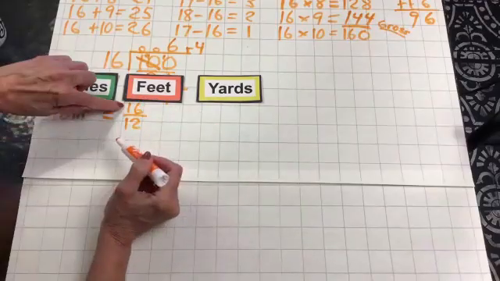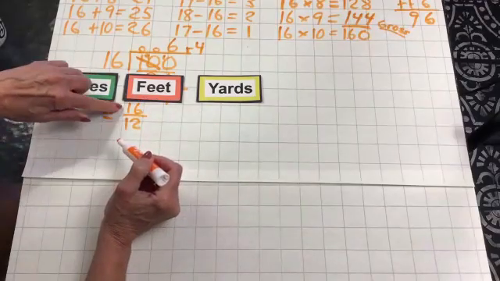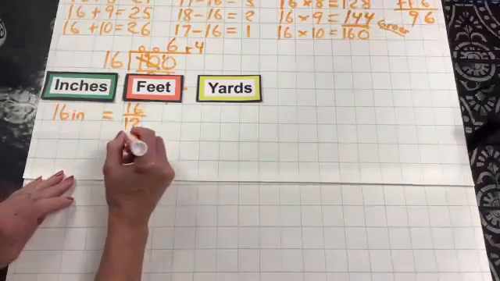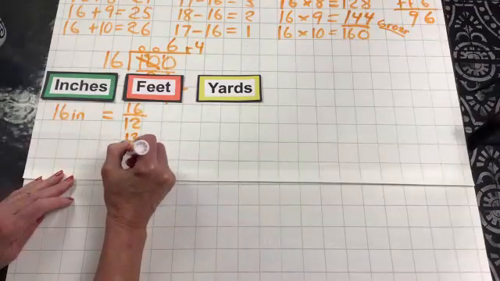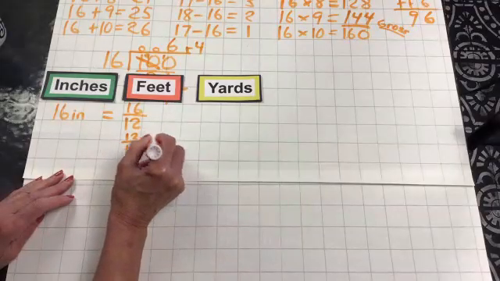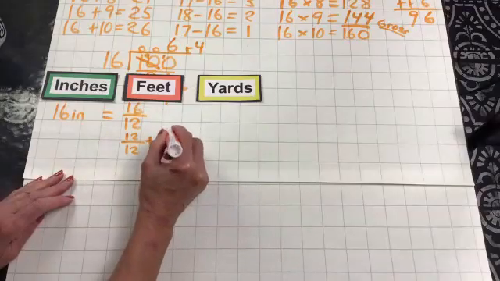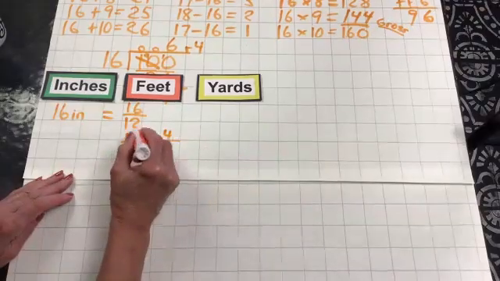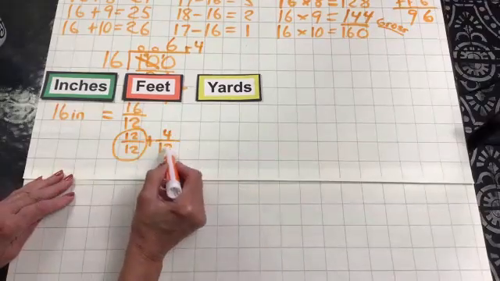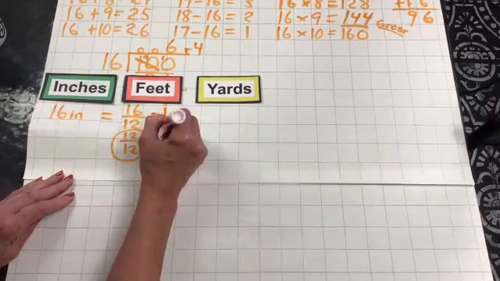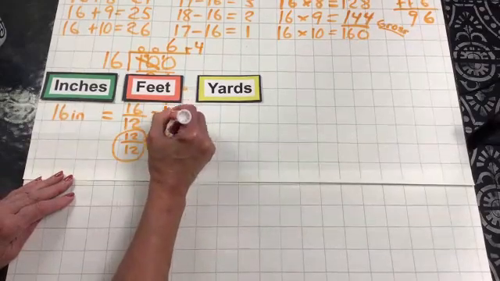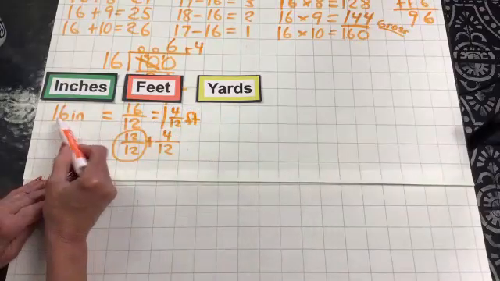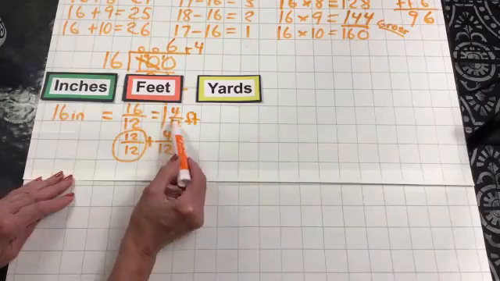And because this numerator is bigger than the denominator, that's considered an improper fraction. So we're going to break it apart. So 12 over 12. And if we take 12 away from the 16, that leaves us 4. So we have 1 whole plus 4 twelfths. So this would equal 1 whole and 4 twelfths of a foot. So 16 inches is the same as 1 and 4 twelfths of a foot.